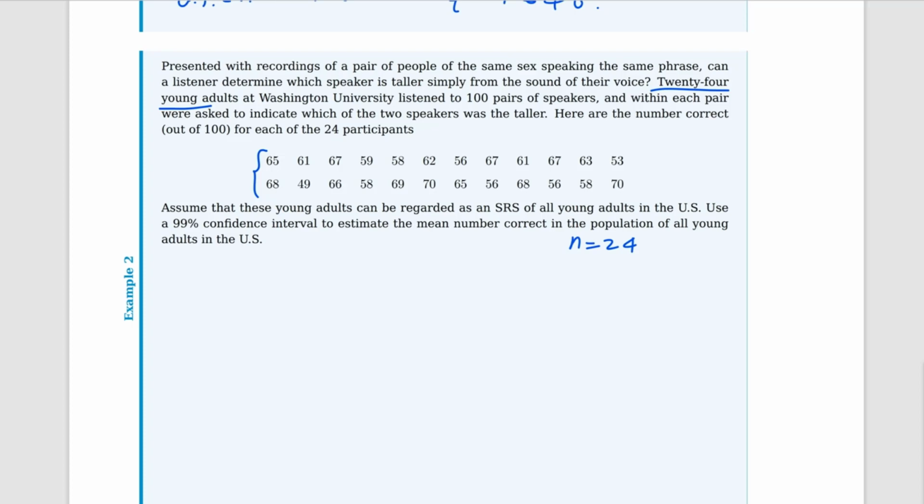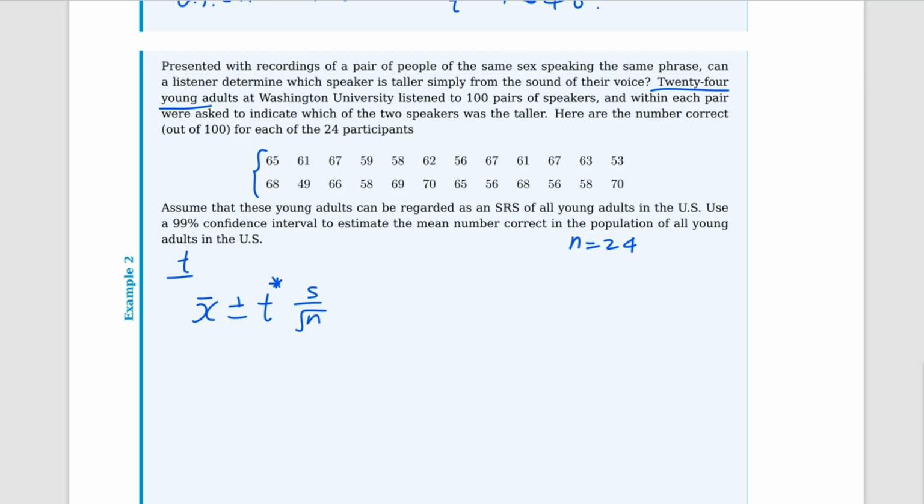Now the main thing is to check for the population standard deviation or population variance. Do you see the population variance here? No, it is not given. Population variance or population standard deviation is not given. Therefore, we know we should use T. So the confidence interval is X bar plus or minus T star S over root n.